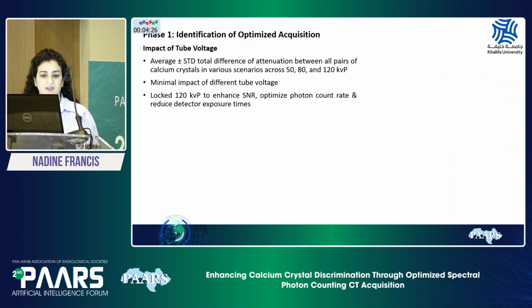So our first phase, identification of optimized acquisition. First, to study the impact of tube voltage, we calculated the average and the standard deviation of the total difference of attenuation between all pairs of calcium crystals in various scenarios across 50, 80, 120 kVp. Our results show that there is minimal impact of different tube voltage on the total difference of attenuation. So we chose 120 kVp to enhance signal-to-noise ratio, optimize photon count rate and reduce detector exposure times.